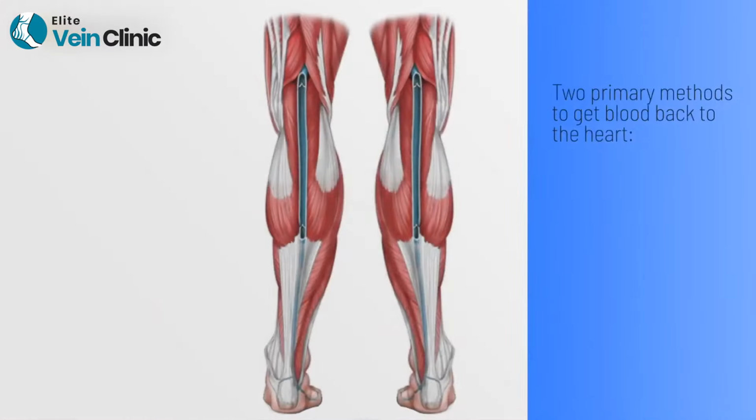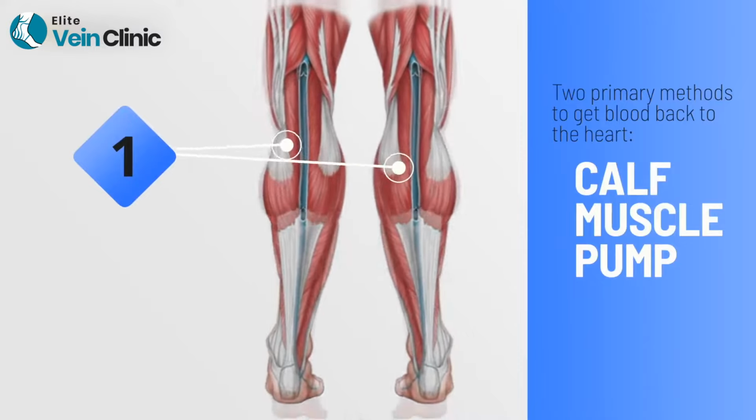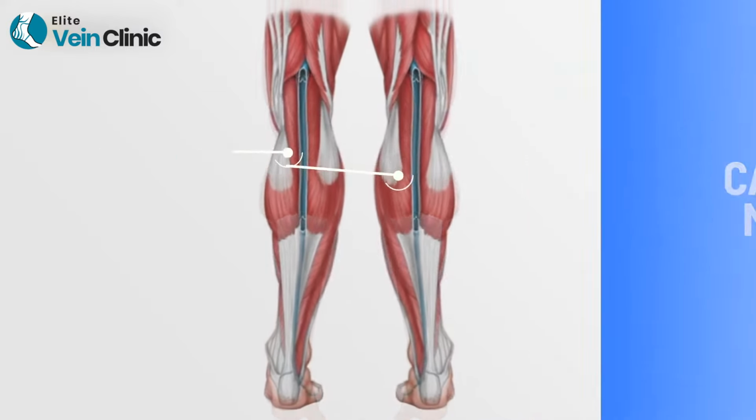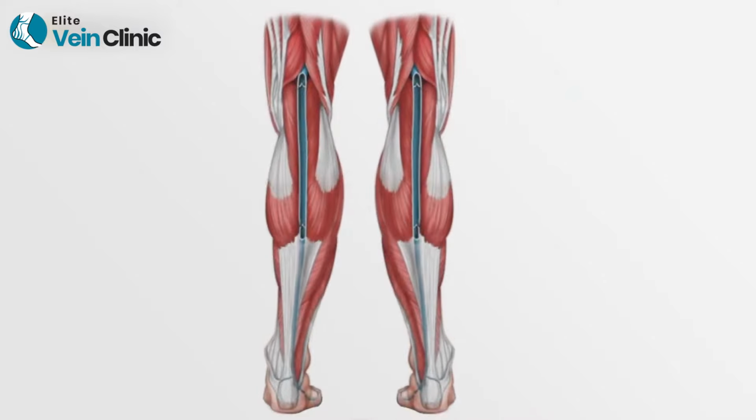Veins have two primary methods to bring blood back to the heart. The first is the calf muscle pump. The large veins in the calf are completely surrounded by muscle. When the muscles contract, they squeeze the vein and push the blood up. This is similar to squeezing a tube of toothpaste.